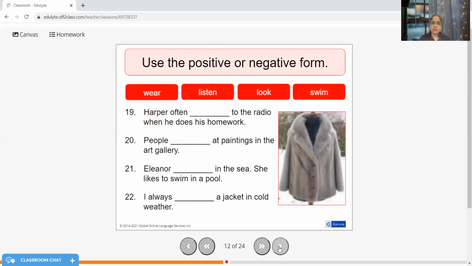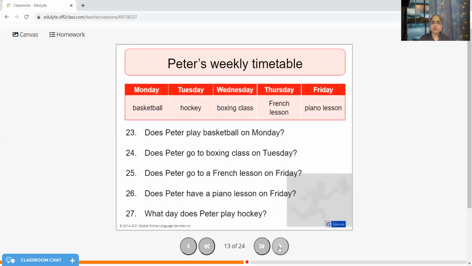Harper often listens to the radio when he does his homework. People look at the paintings. Eleanor swims in the sea. She likes to. Eleanor does not swim in the sea. She likes to swim in a pool. I always wear a jacket in cold weather. So as per the situation, you are changing it into positive or maybe negative, whichever is required.